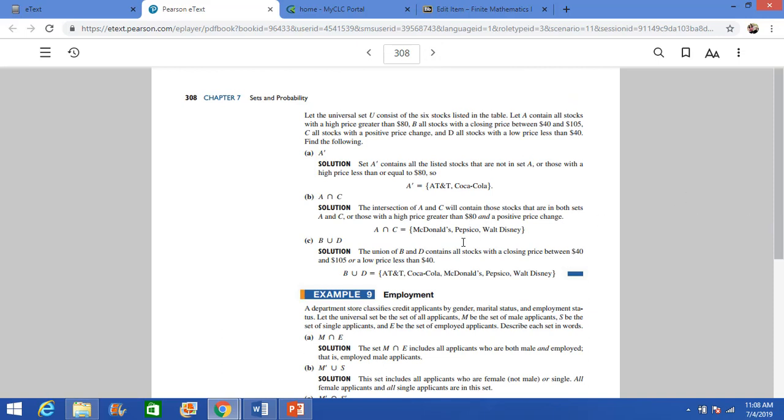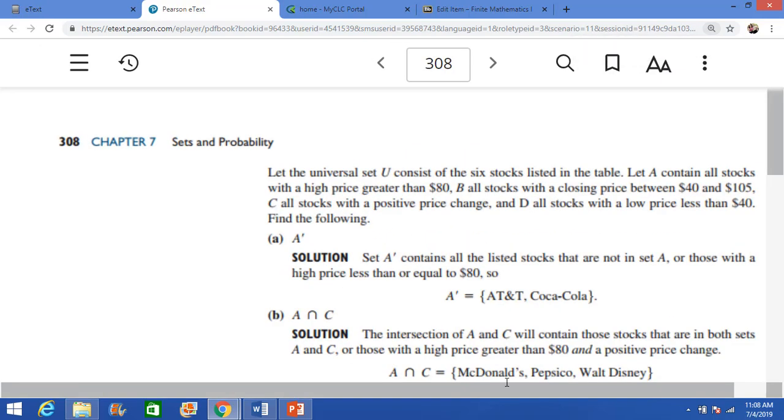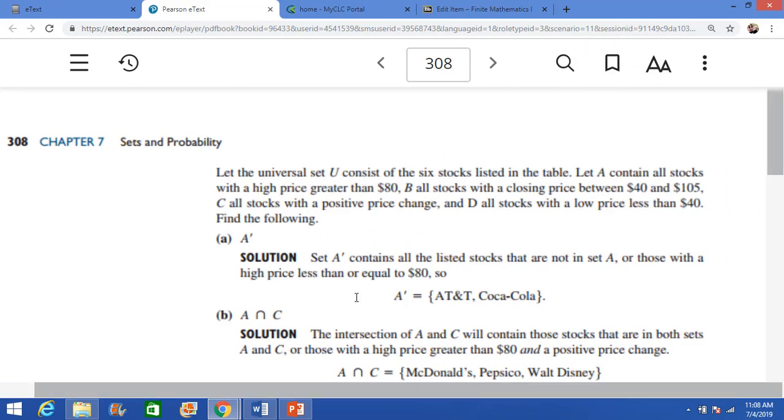It says, let the universal set U consist of 6 stocks listed in the table. Okay, let A contain all the stocks with a high price greater than 80. B is all the stocks with a closing price between 40 and 105. And let the set C be all the stocks with a positive price change. And D is all the stocks with a low price less than 40.